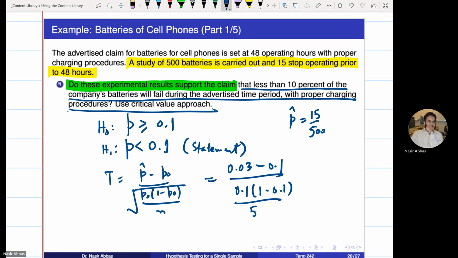500. One of the common mistakes I see is that the students, instead of putting 0.1 here, they put 0.03 here. Instead of P naught in the denominator, they put P hat in the denominator. This is one of the common mistakes we see. Calculator.